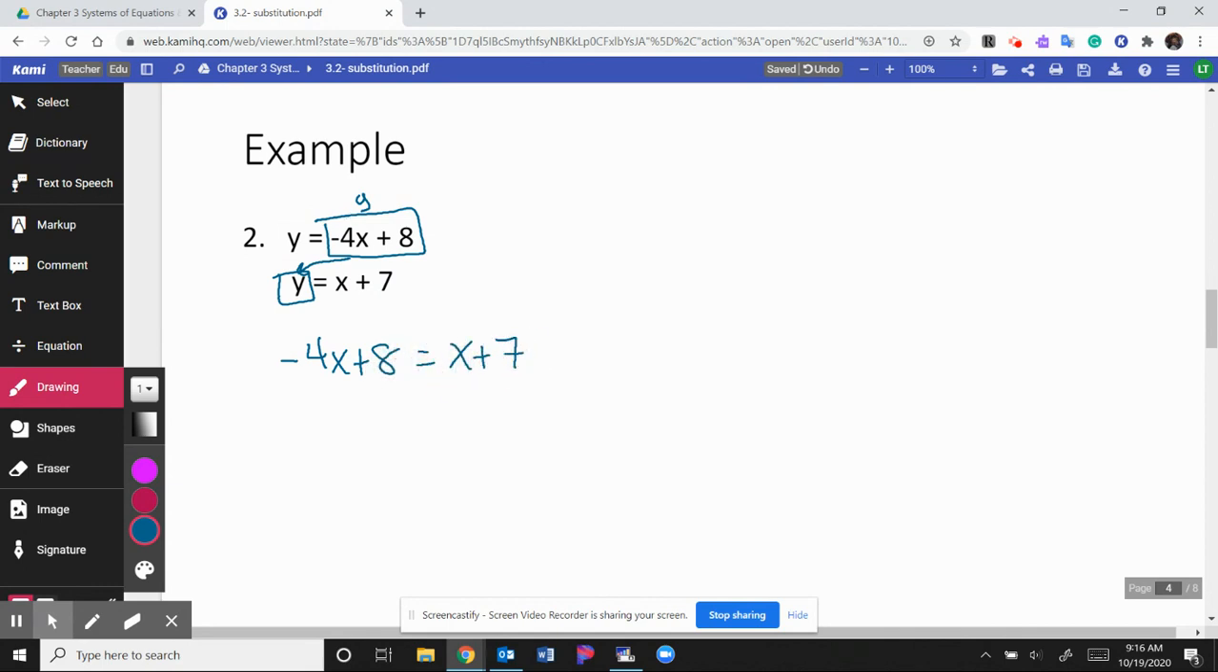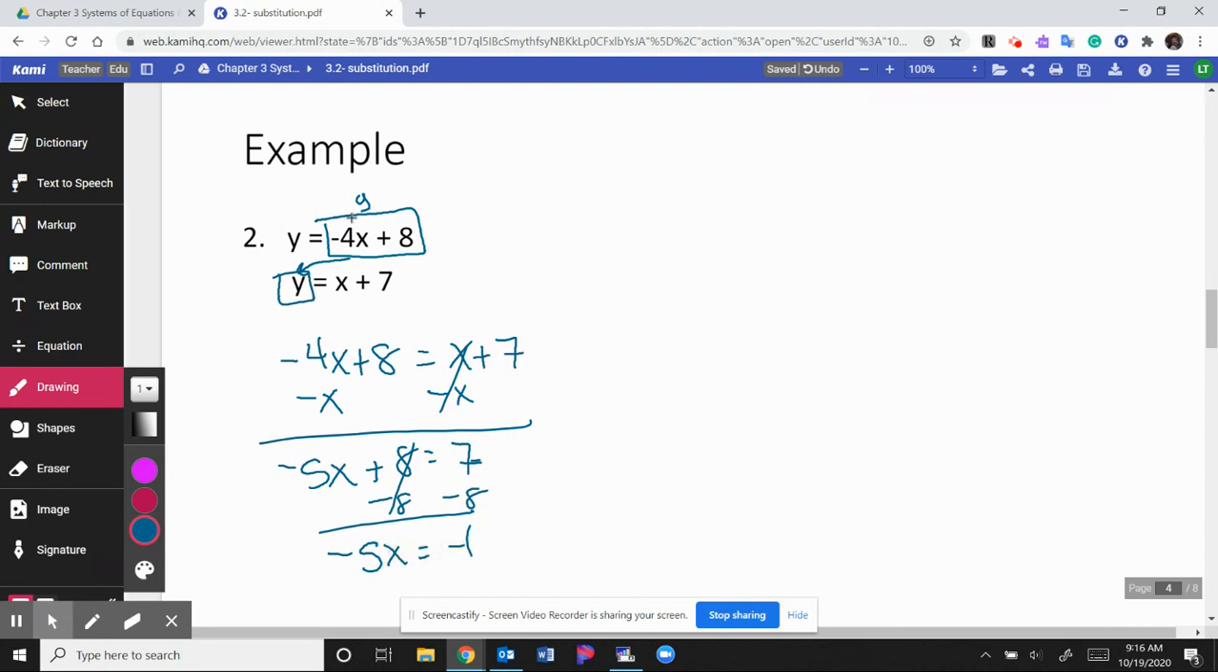And now from here, we can just solve the equation, like you guys know how to do. Subtract your 8, divide by your negative 5, and you get x equaling 1/5. Okay, so now looking at this, if you wanted to turn this into a 0.2, you're more than welcome to do that. You can keep it as a decimal because it's a nice, pretty number.